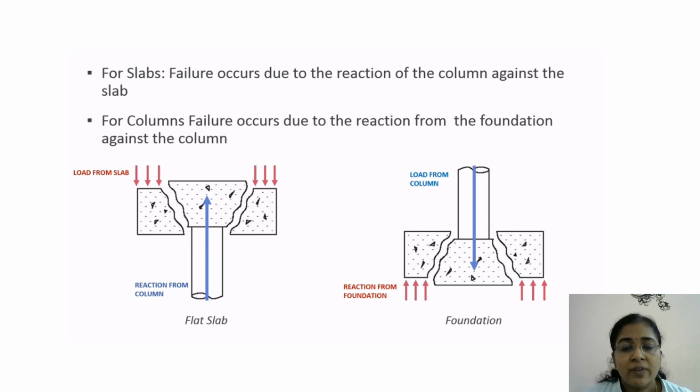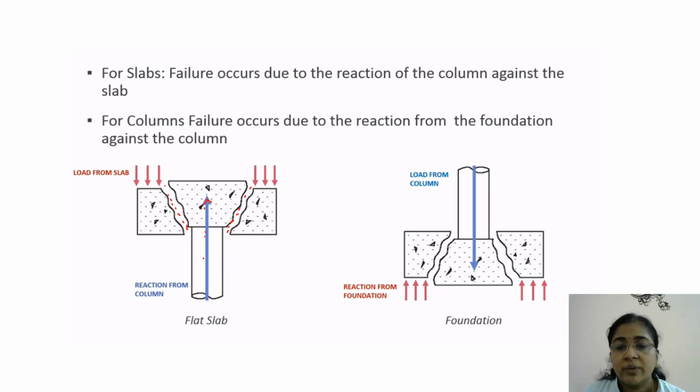Whereas in the case of the flat slab, the column is directly connected to the slab and usually a column head will be provided. And the failure occurs due to the reaction of the column against the slab. Here this represents the column reaction acting in this direction, whereas the load from the slab acts in this direction. And because of these two, the failure will occur along these lines, that is the diagonal direction, and this will lead to the punching shear failure.